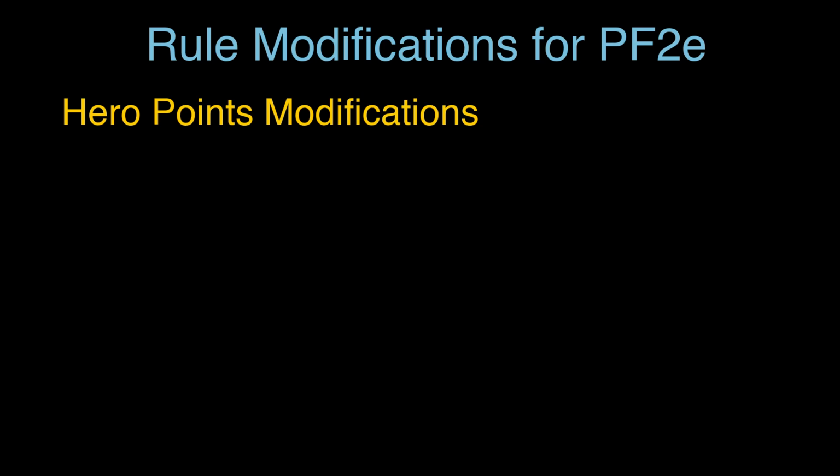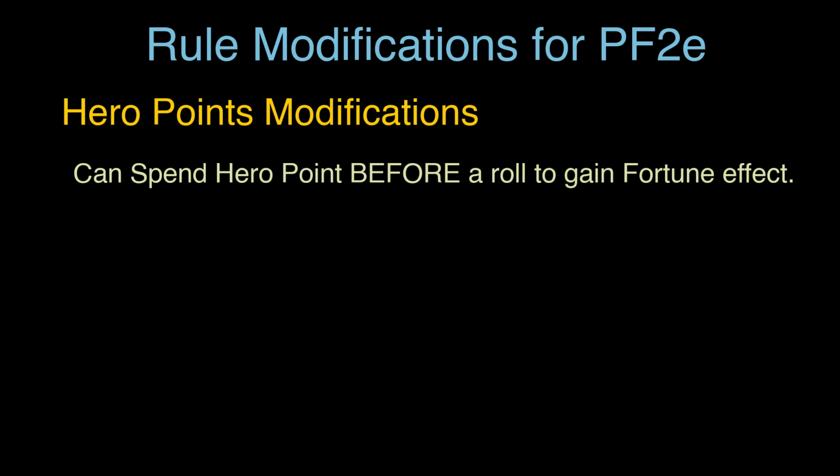The next homebrew variant relates to hero points. First of all, we allow players to spend a hero point before a roll to take the better of the two rolls, to essentially gain a fortune effect. This allows players to really choose which rolls are important to them.